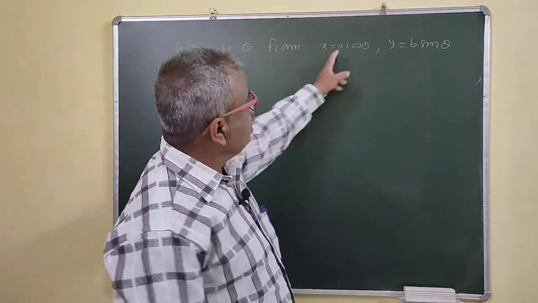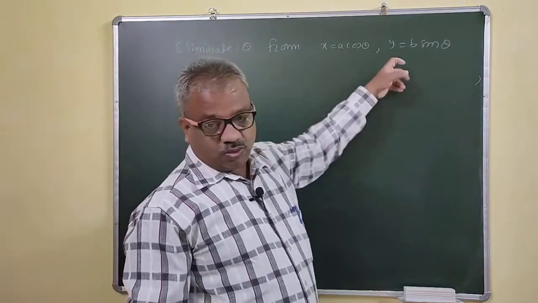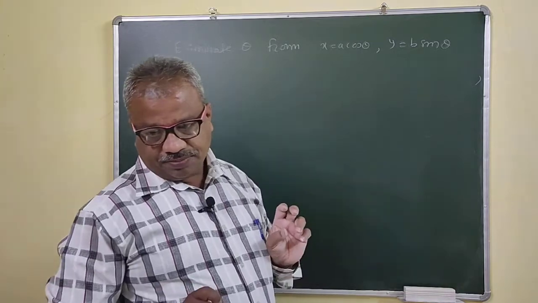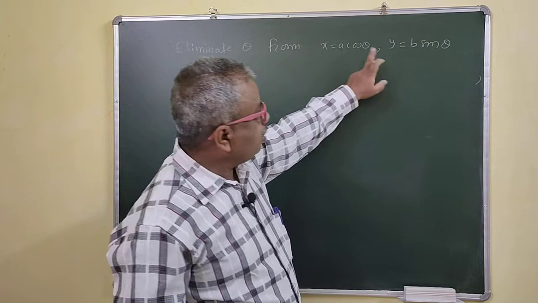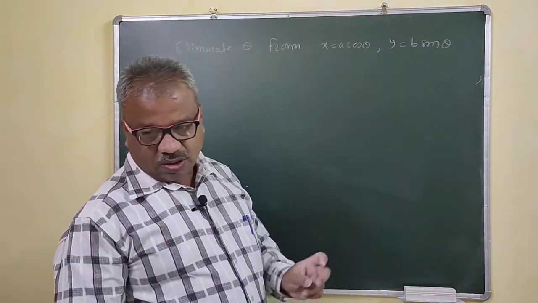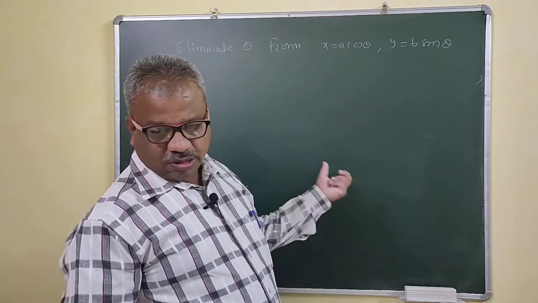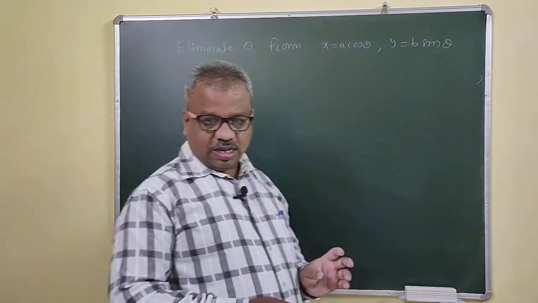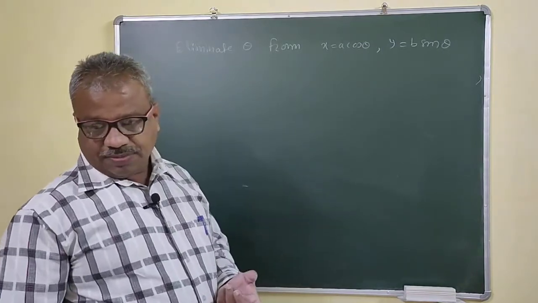What do we want? From this relation you want to remove the theta. So with the help of these two relations, make one relation such that it does not contain theta. So what do we do? You can obtain the value of cos theta here, and you can obtain the value of sin theta here. And you know the relation between sin theta and cos theta is what? Sin square theta plus cos square theta is equal to 1. So you have the value of sin theta, you have the value of cos theta. Replace your cos theta and sin theta. You will get an expression in terms of x and y. That expression does not contain theta now.